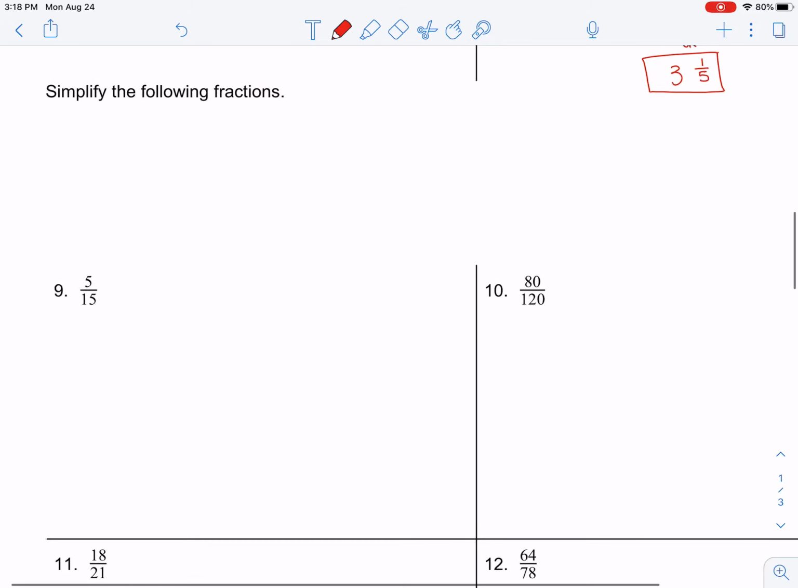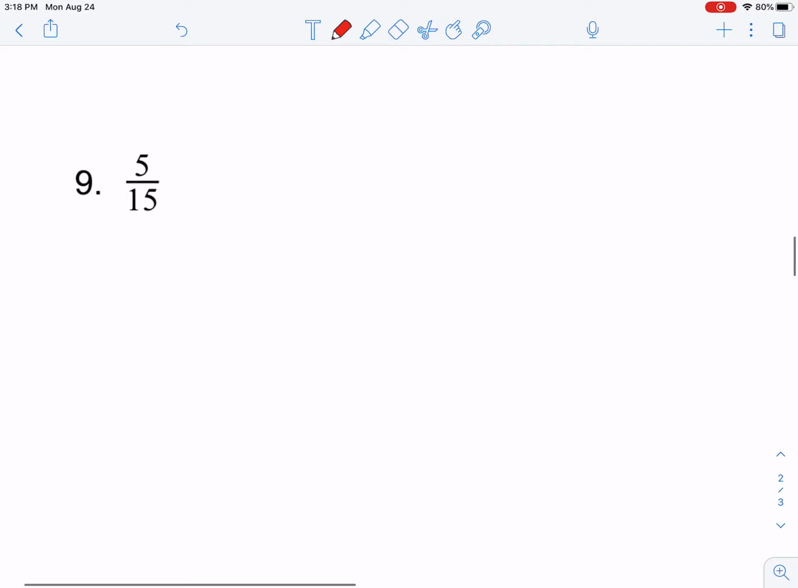All right, going on to number 9, simplify the following fractions. So number 9, simplifying means reducing and just making sure that you are putting all of your fractions in the simplest form. This fraction, number 9, 5/15, is not in the simplest form because you can reduce it. Whenever you have a number that ends with a 5 like that, we know for a fact that it's going to be divisible by 5. So you can divide both numbers, the numerator and the denominator, by 5 to reduce this and simplify.